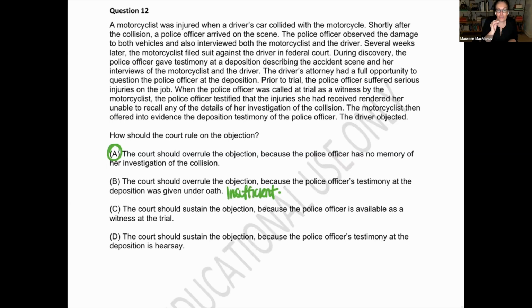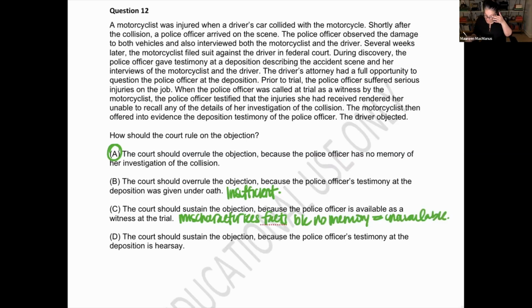C, the court should sustain the objection, so wrong result, because the police officer is available as a witness. They're not available. So this mischaracterizes the facts, because no memory means not available. D, the court should sustain the objection because the police officer's testimony at the deposition is hearsay. It is hearsay, but there's a valid hearsay exception. The former testimony exception applies.